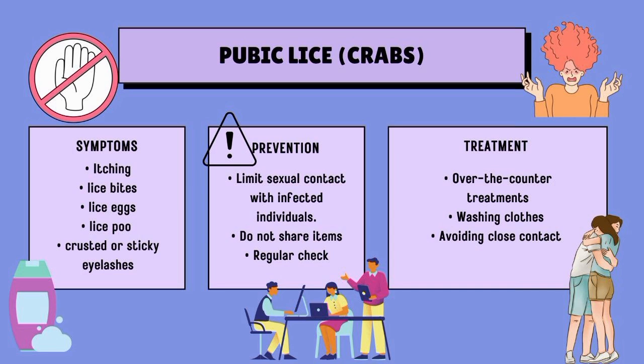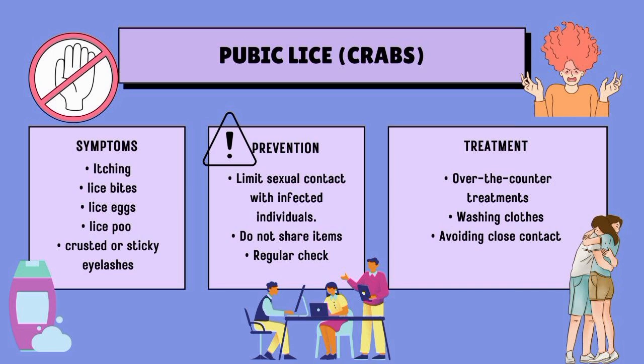So, for the prevention of pubic lice, you may be asking now, how can I prevent genital crabs? So, the only way to prevent pubic lice is to avoid any close physical contact with people who have it. Still, you can take reasonable steps to lower your risk for crabs and prevent them from coming back.